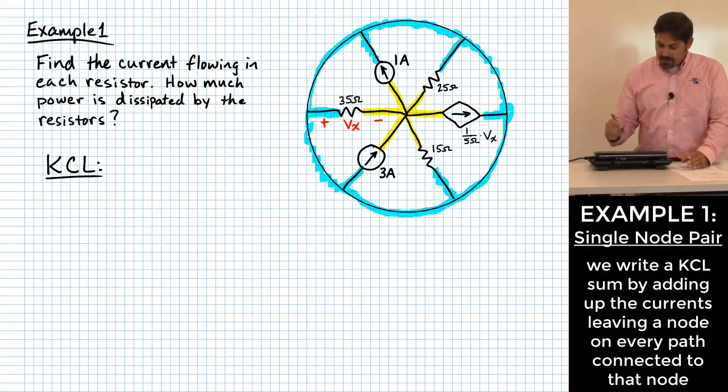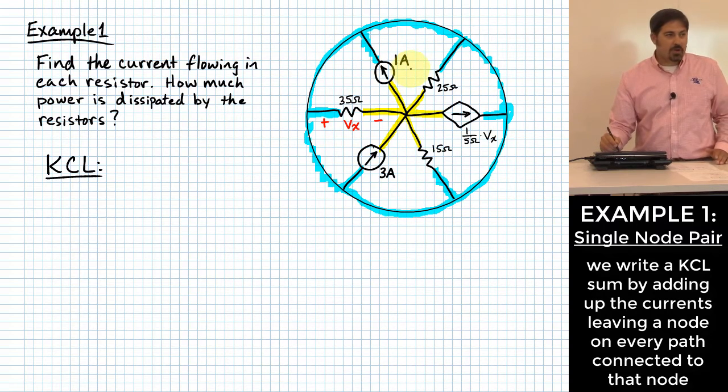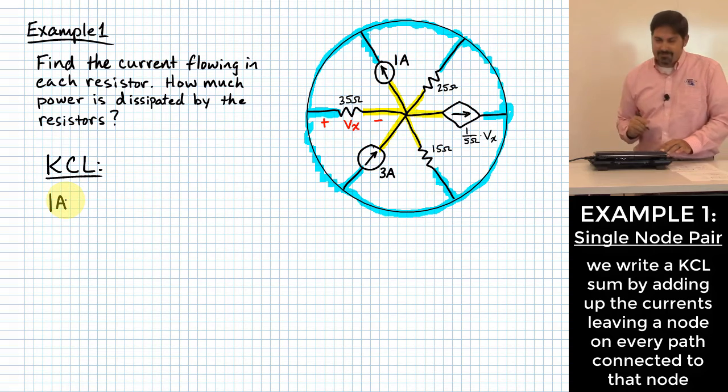The branches are the things that go across from one node to the other. Let's say I start on this 1 amp current source. That's a good place to warm up, right? How much current leaves that node on the 1 amp current source? 1 amp. Great, that's awesome.